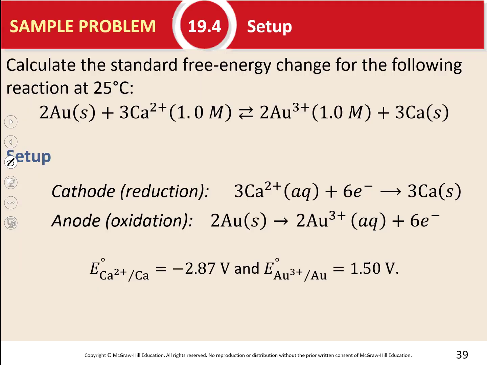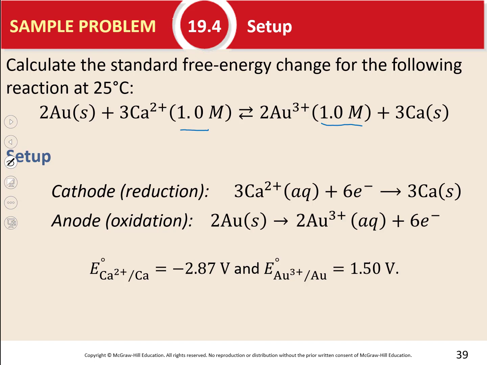All right. Calculate the standard free energy change, so delta G standard, for the following reaction at 25 degrees Celsius. We have solid gold plus 3 calcium 2 plus in solution, goes back and forth to 2 gold 3 plus in 1 molar solution. The reason why we specify these are 1 molar solutions is because that is one of the requirements of being standard. That little degree symbol that says it's standard state for a solution is 1 molar. For gas it's 1 atmosphere, 25 degrees Celsius, etc.